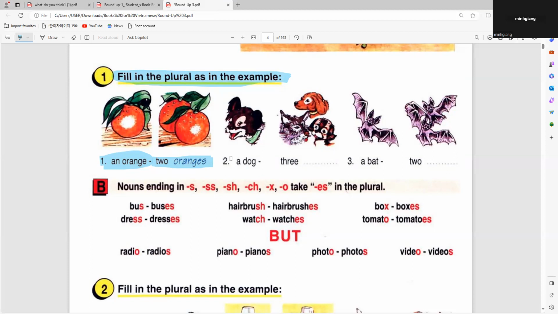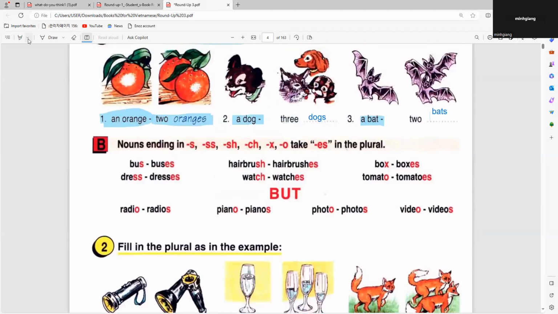Okay, let's have now number two. A dog. Only one dog, you will say a dog. That's good. A dog, that is only one. How about three? How will you answer this? What is your answer? Three dogs. Yes, you will add letter S, okay? Okay, let's have this one. Only one, a bat. Good. How about two? Two bats. Yes, that's correct. Well, good job.